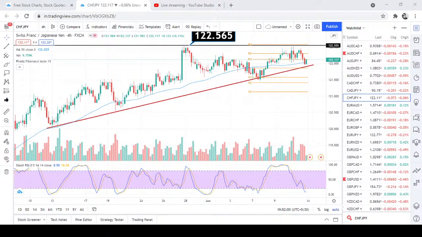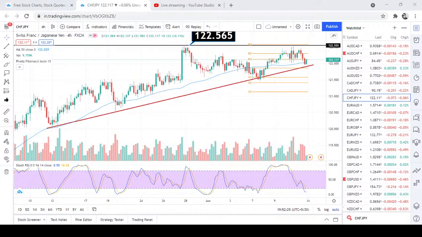Overall, the setup of CHF JPY is beautiful. There is no doubt about it. Just wait for the market opening on Monday and see. If you see that the market is still respecting this trend line as a valid support, you can go for a buy order. But remember, follow risk management.